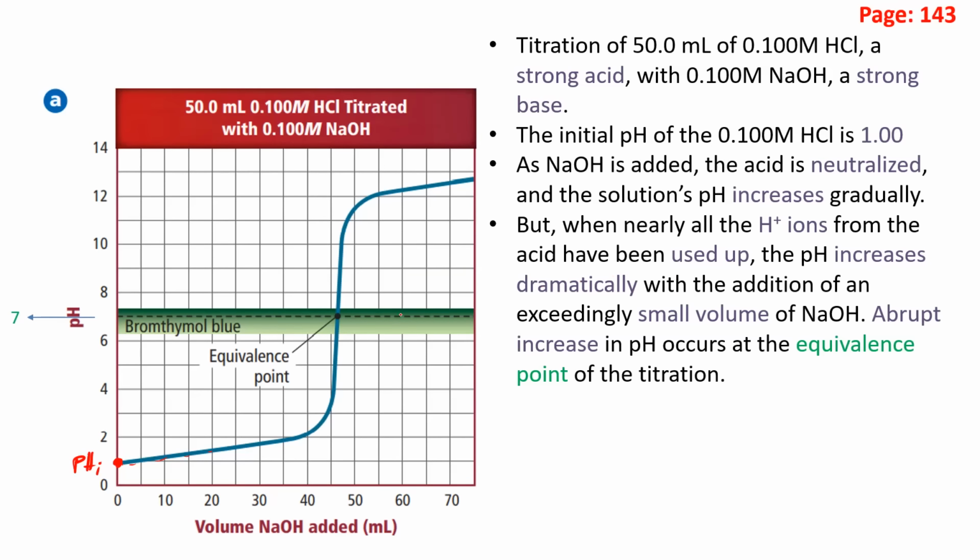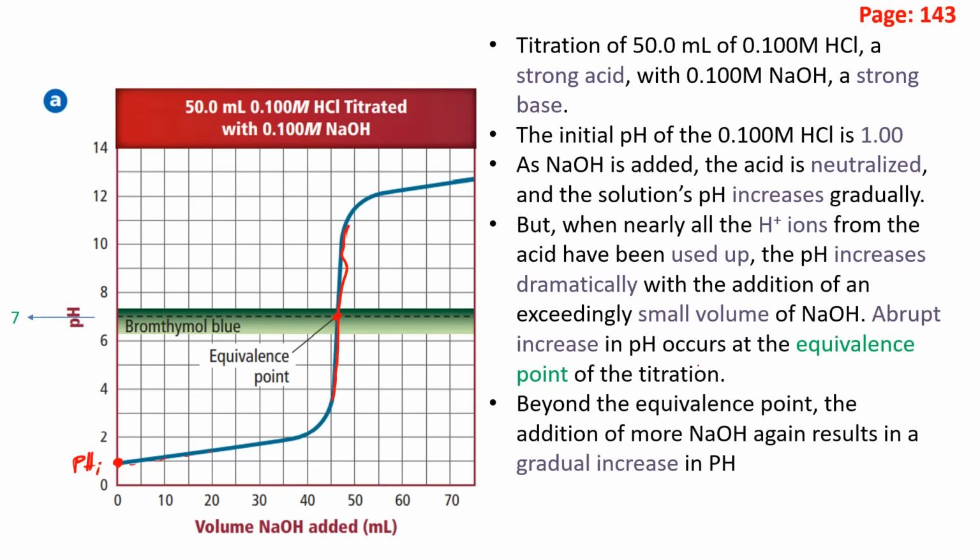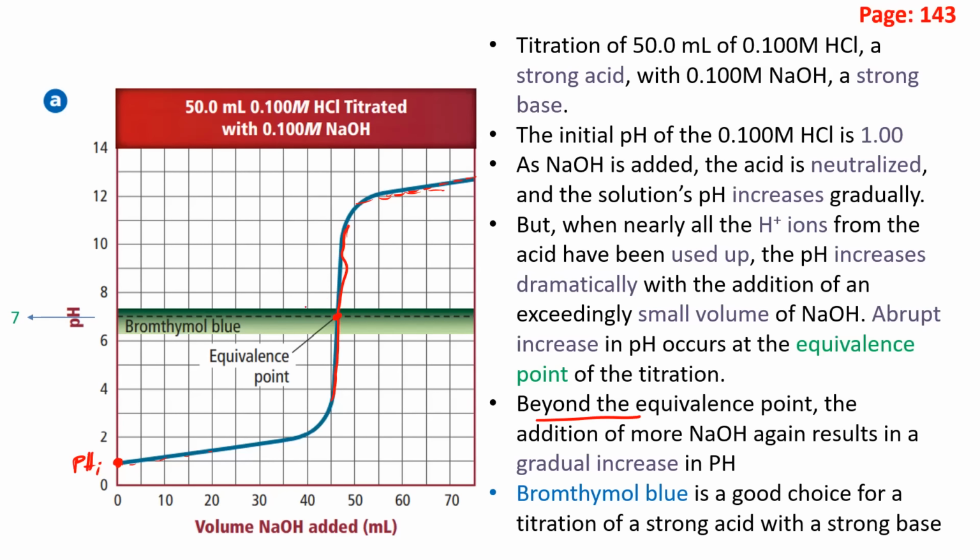You keep going until you reach the equivalence point. At the equivalence point there is a sudden increase in the pH, as we see here. This is the equivalence point. After the equivalence point, the pH increases slowly, okay, because I'm adding more OH minus now. Alright? And bromothymol blue is a substance that changes its color at the equivalence point. And the equivalence point here is 7 because we have a strong acid and a strong base. Alright?